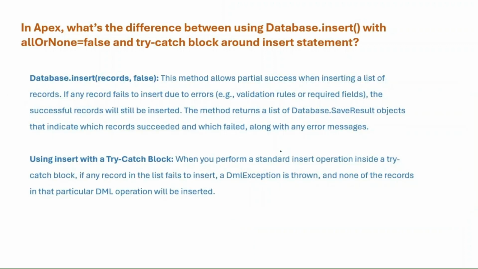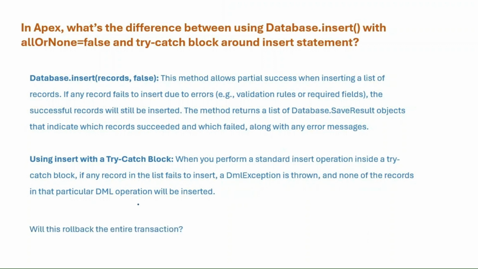So what happens is, in database.insert, when you have put all or none false, this will allow partial success, okay? And if any record fails to insert due to any error like validation rules or required fields, anything, then the successful records will still be inserted. So here the key is successful records will still be inserted. And in case of a try-catch block, when you perform a standard insert operation in try-catch, if any record fails in that list, a DML exception occurs and none of the records in that particular DML operation will be inserted. So it will be rolled back.